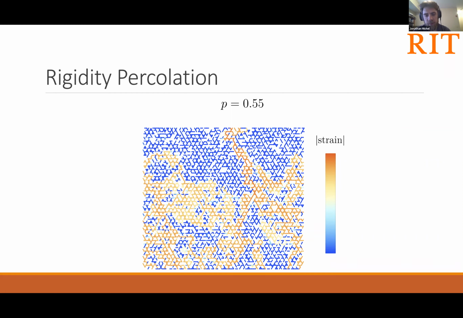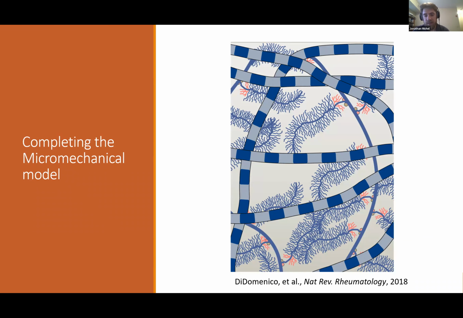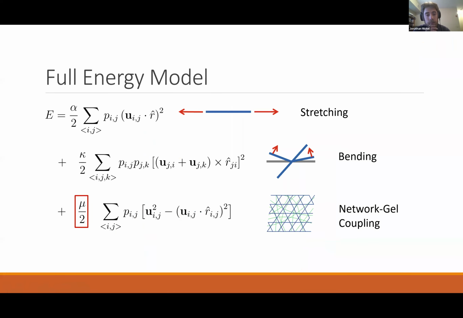So if there's nothing further at the moment, I guess now I've shown you this stripped down picture of the collagen scaffold, but of course the devil is in the details. So now if we bring back the gel, we add a third term to our model, apart from the stretching and bending, and that's a term describing a coupling between the network and the gel.